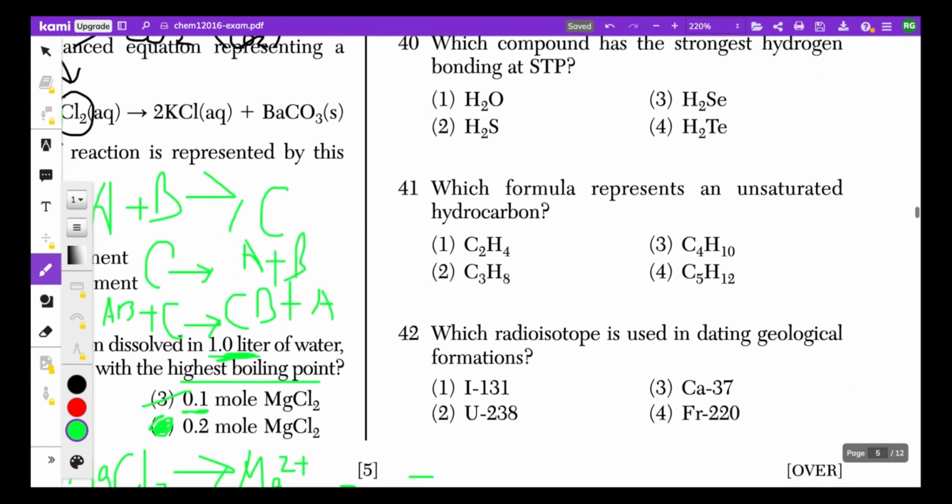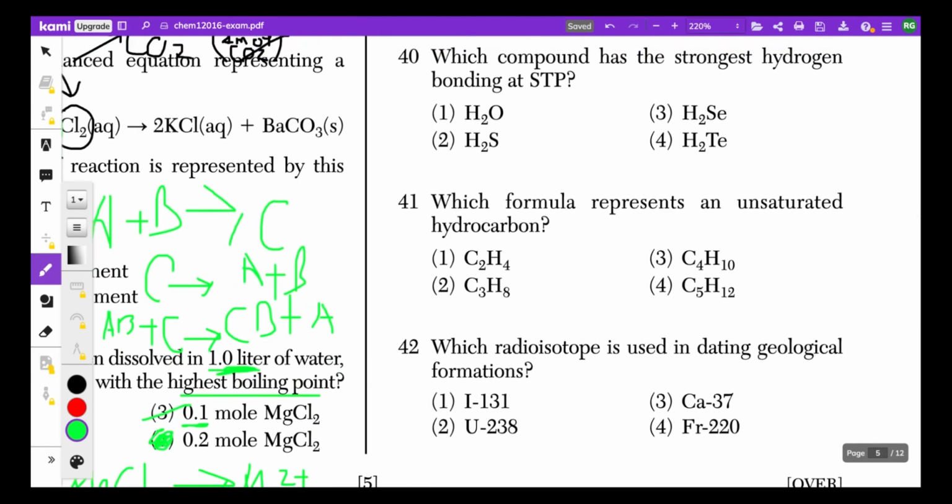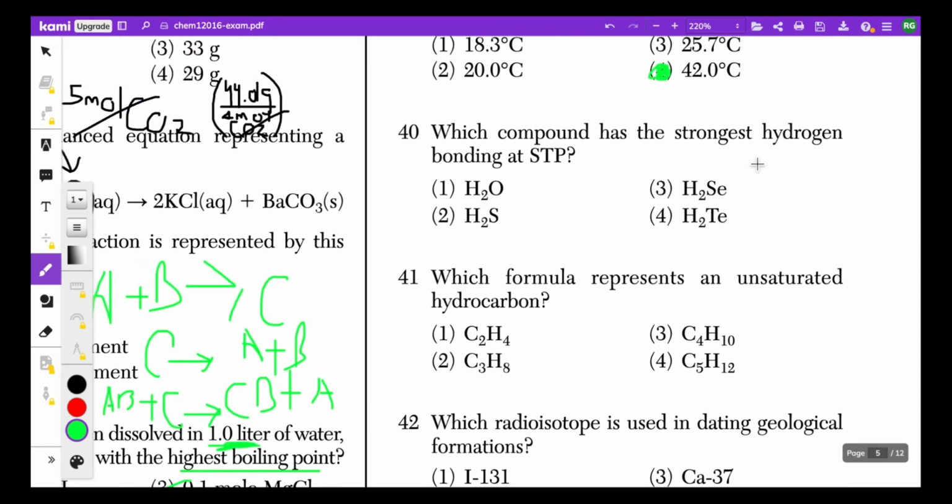Which compound has the strongest hydrogen bonding at STP? Hydrogen bonding is an intermolecular force, and we talked about intermolecular forces, right? And we said that H2O has hydrogen bonding. Hydrogen bonding is just when you have oxygen, which really loves electrons, so it's going to have a really strong partial negative charge, while hydrogen is going to have a really strong partial positive charge.